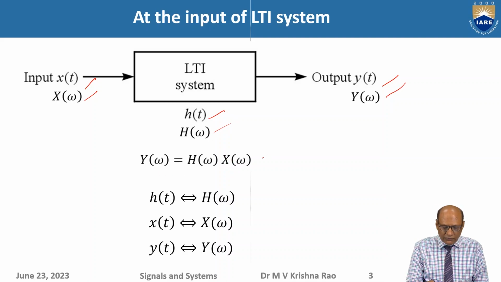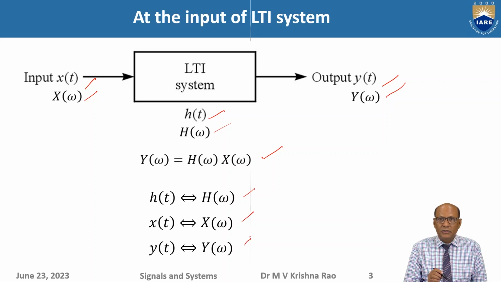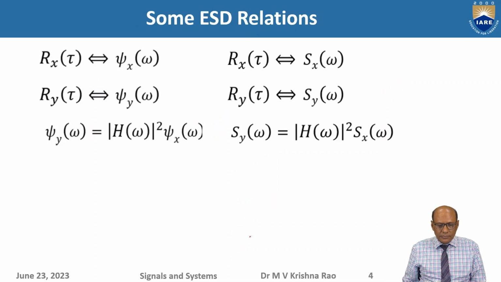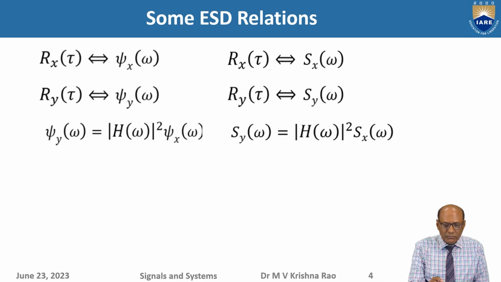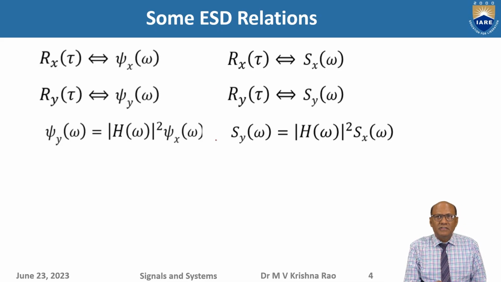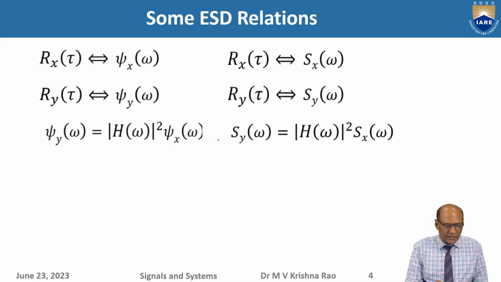Now, in the frequency domain, as I discussed in my previous class, the output spectrum is equal to the product of the frequency response of the system and the input spectrum. These are all relations, just for completeness I have put them. Some energy density relations I will see, because first I am considering the energy signals, finite duration signals.